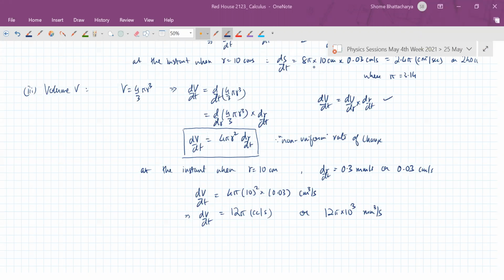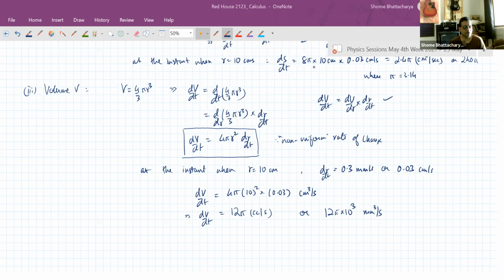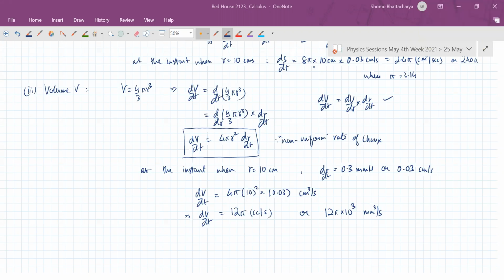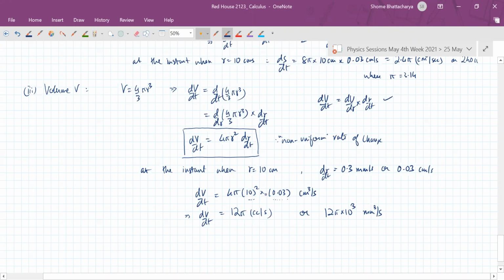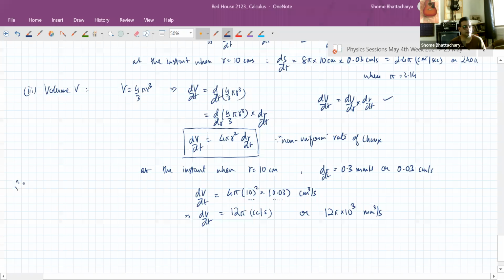Sir, how can we say that it is 12 pi cc per second, because we are calculating it at r equal to 10 centimeter? Yes. Look, 4 pi r square into dr by dt. Now r I have substituted as 10 centimeter, so the unit of this quantity is centimeter square, 10 square. And dr by dt I have substituted as 0.03 centimeter per second. So r square into dr by dt has the unit centimeter square into centimeter per second. That's how we are getting cubic centimeters per second.